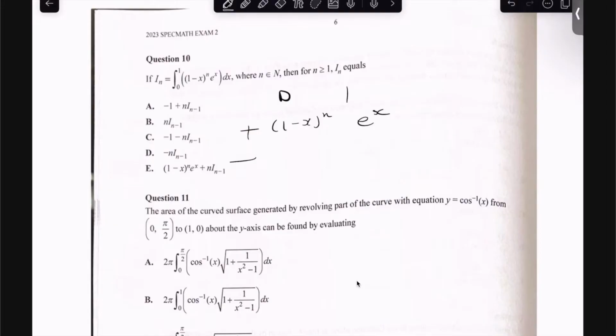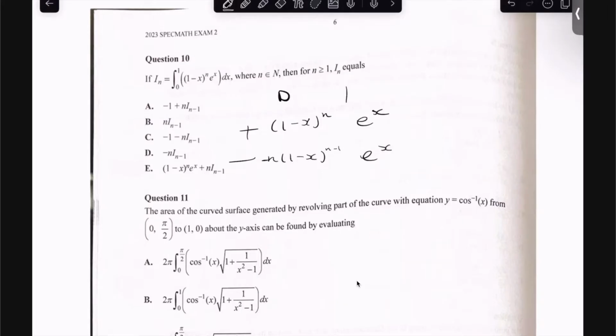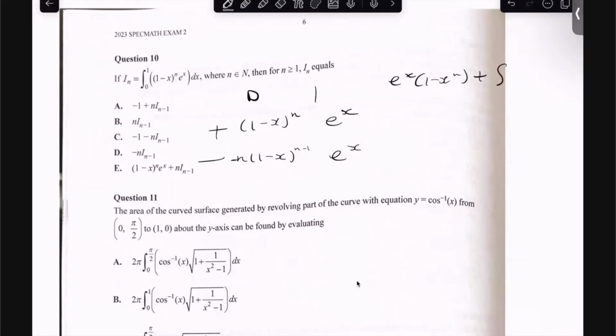Integrate e to the power of x. So that stays the same, and this here becomes, when you differentiate this, you get n times 1 minus x to the power of n minus 1 times negative 1. So this works out to be e to the x times 1 minus x to the power of n, plus the integral, and you can take out n, of 1 minus x to the power of n minus 1 e to the power of x, and that's from 0 to 1. This is also from 0 to 1. So you plug in 1, you get e, and then 1 minus 1 to the power of anything is 0. So it's just 0. This works out to be 0.